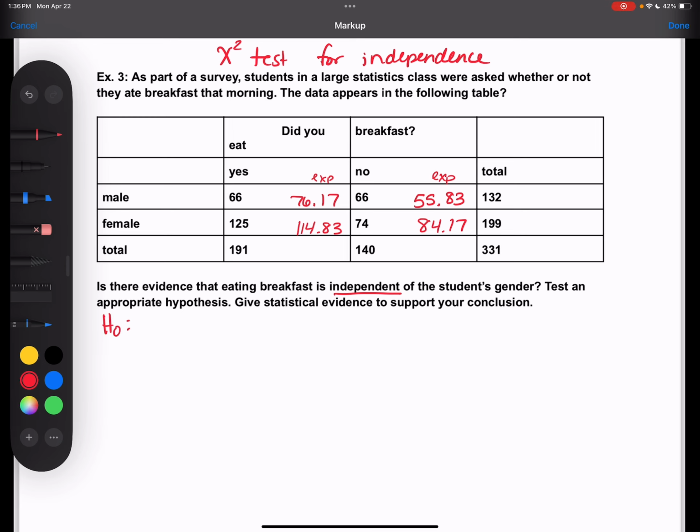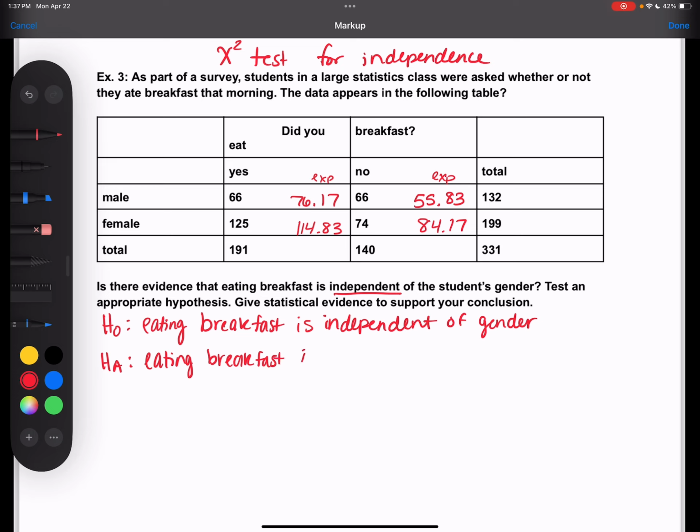That eating breakfast is independent of gender. What's the alternate? That it's not. Eating breakfast is not independent of gender.